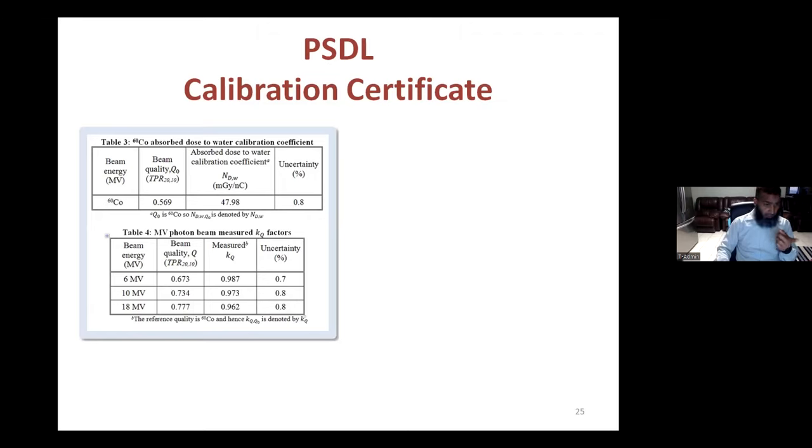Next, on this table four, you can see they give you the photon energies and the KQ0 factors for each particular energy. For the beam quality TPR 2010 of 0.673, the measured KQ is 0.987, and the uncertainty is here. And similarly for 10 MV and 18 MV, they have these values.